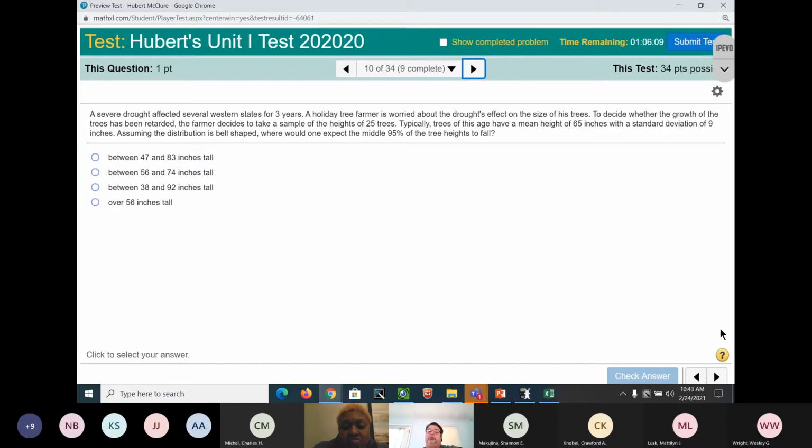Let me get rid of this. To decide whether the growth of the trees has been, really? You're going to put holiday tree and then you're going to put retarded? The farmer, okay, I did not write this question. The farmer, retarded means not right, not in time. So that's what it means.